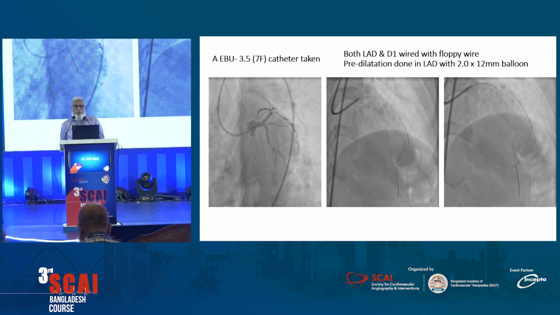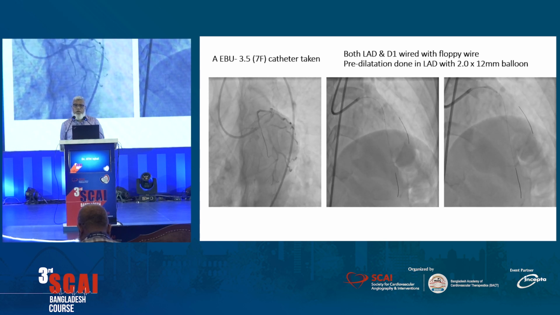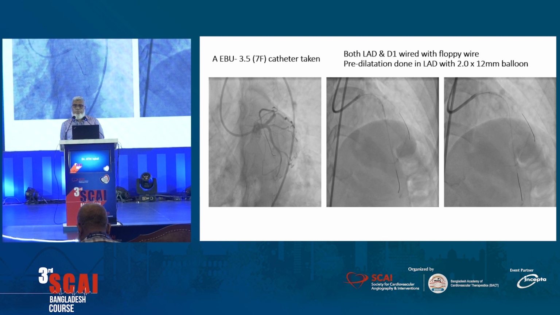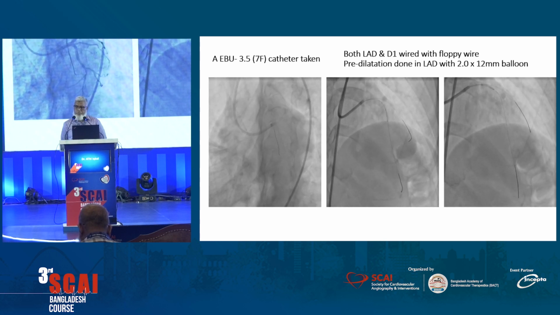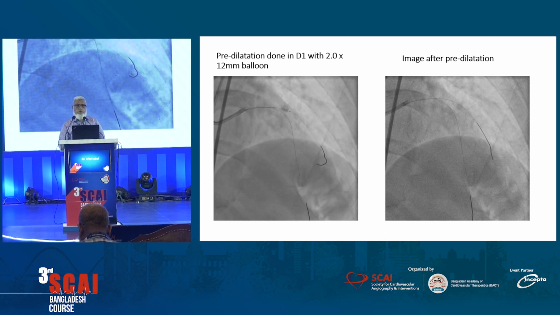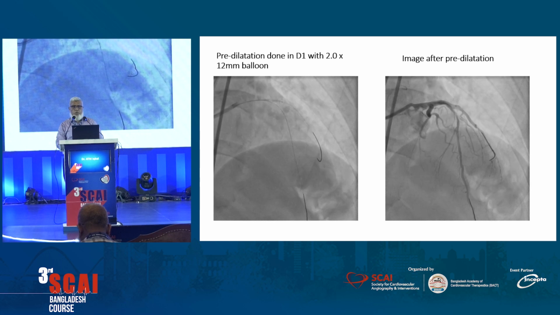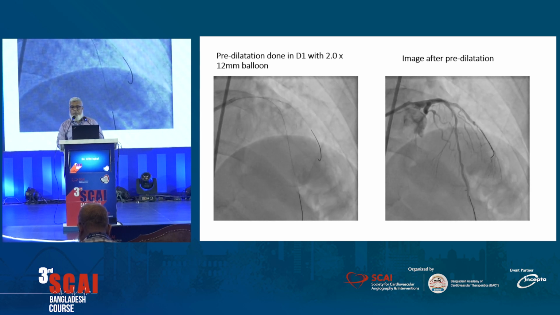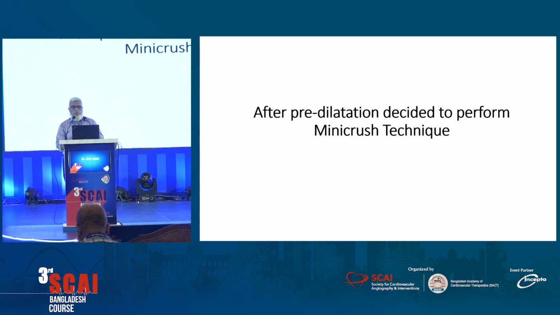EBU 3.5, 7 French catheter taken. Both LAD and D1 wired with floppy wire. Predilatation done in LAD with a 2 into 12 millimeter balloon. Predilatation done in D1 with a 2 into 12 millimeter balloon. This is the image after predilatation. After predilatation, we decided to perform the mini crush technique.